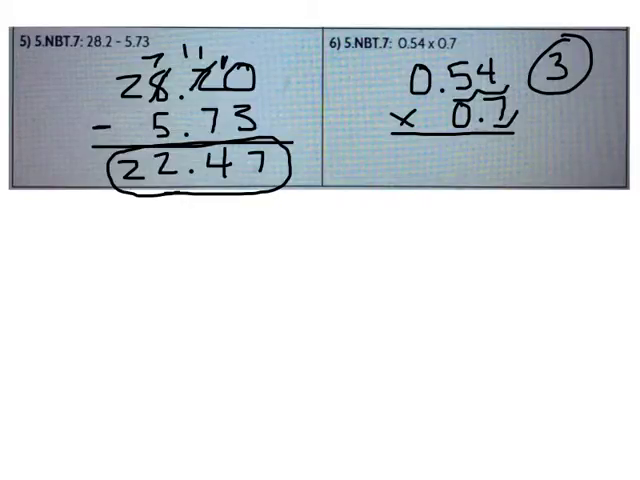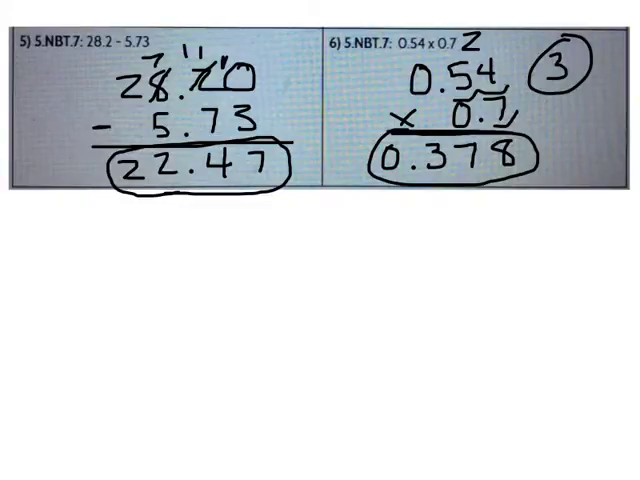Now I can multiply like normal. What's 54 times 7? Well, 7 times 4 is 28. 7 times 5 is 35, plus 2 is 37. I need to place 3 digits behind the decimal. So where would my decimal point go? It would go in front of the 3. The correct answer is 378 thousandths.